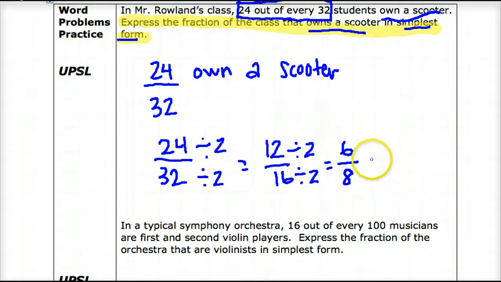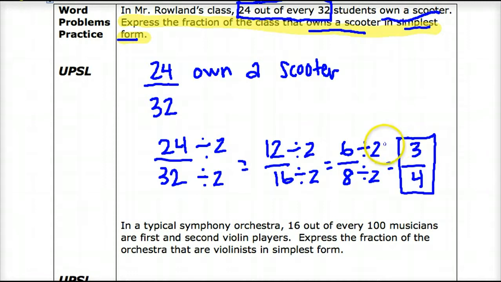As long as I have even numbers, I can always divide by 2. So we're going to divide by 2 again. And we know that 2 goes into 6 3 times, and that 2 goes into 8 4 times. No number will divide evenly into 3 or 4. So we know that our simplest form is that 3/4 of the students in Mr. Rowland's class own a scooter.